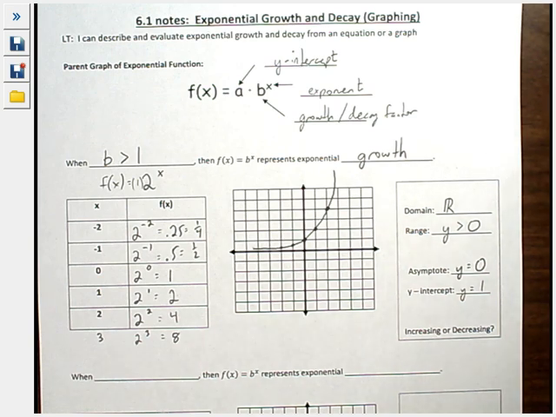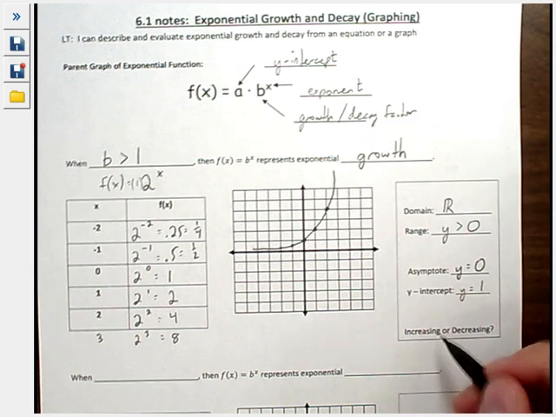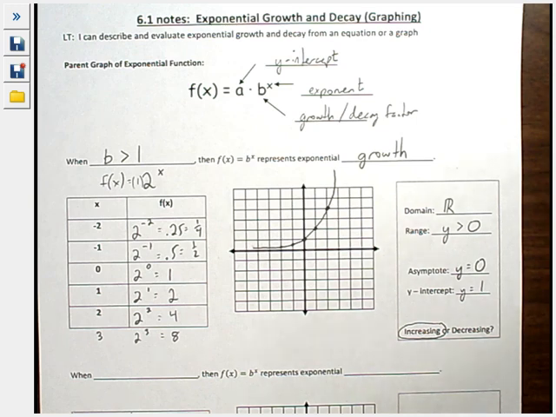Okay? And because this graph, as we look at it from left to right, we see that this is increasing. This is exponential growth.